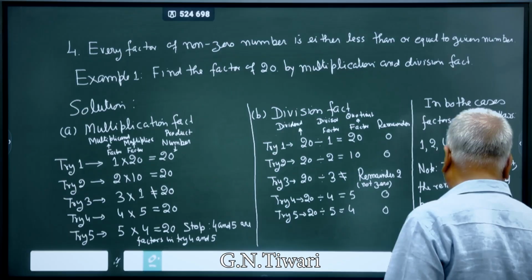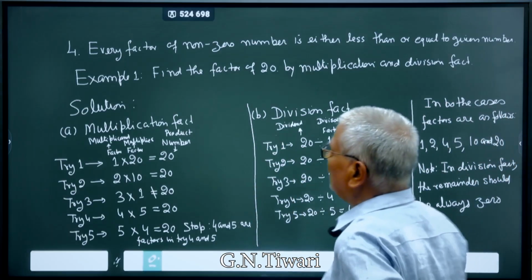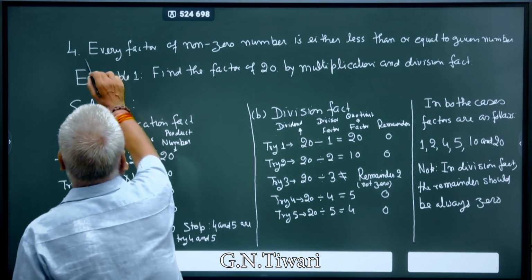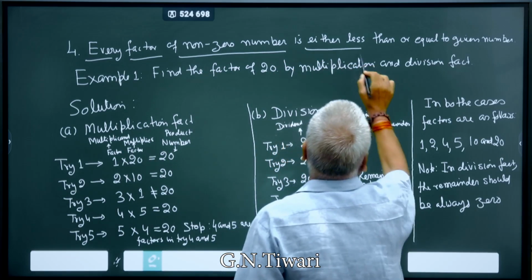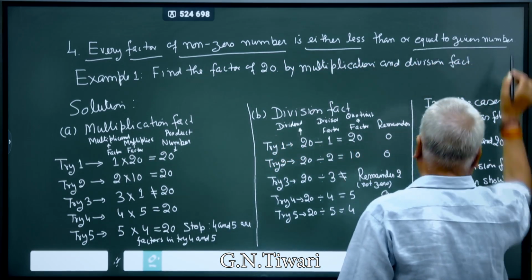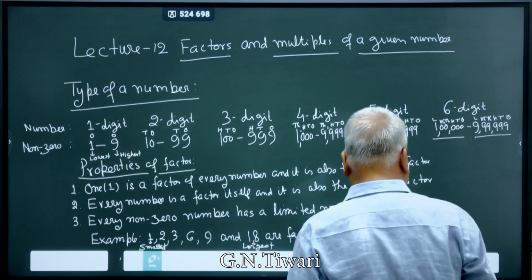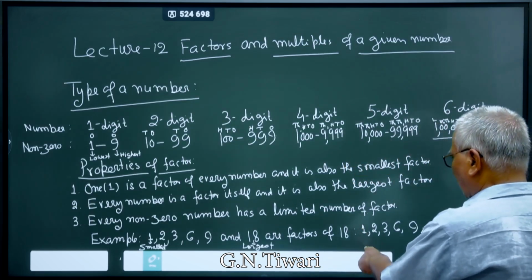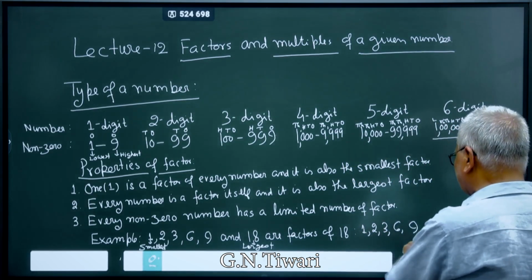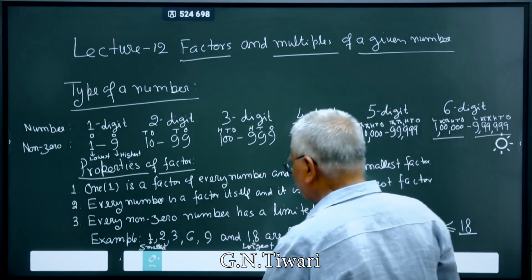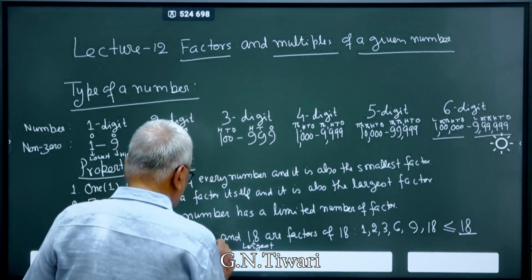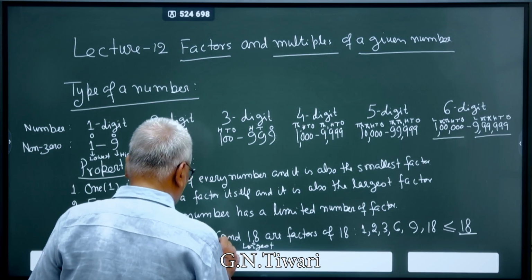Fourth, every factor of a non-zero number is either less than or equal to the given number, which I have already shown here. See, 1, 2, 3, 6, 9, 18, each is either equal to or less than 18. Here also similarly, each is less than or equal to 9.